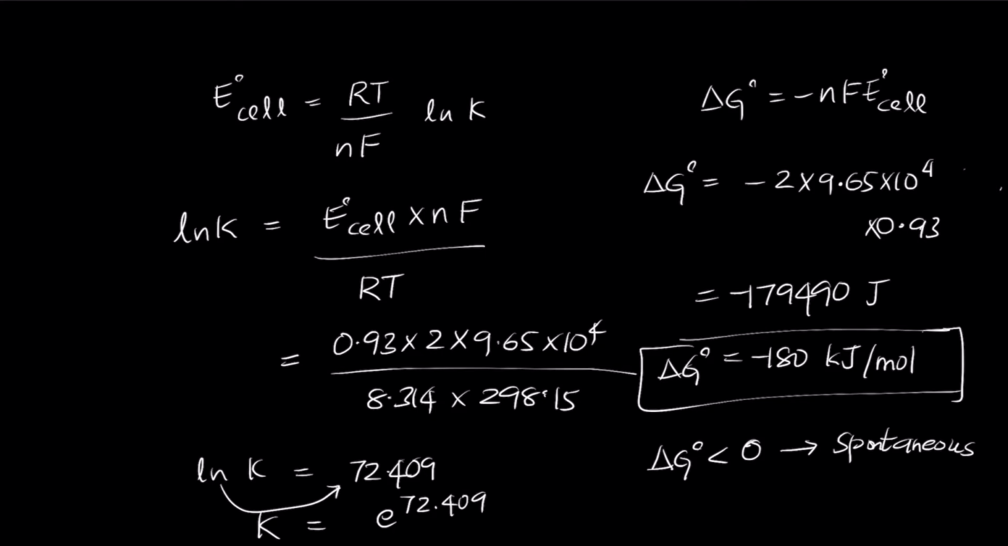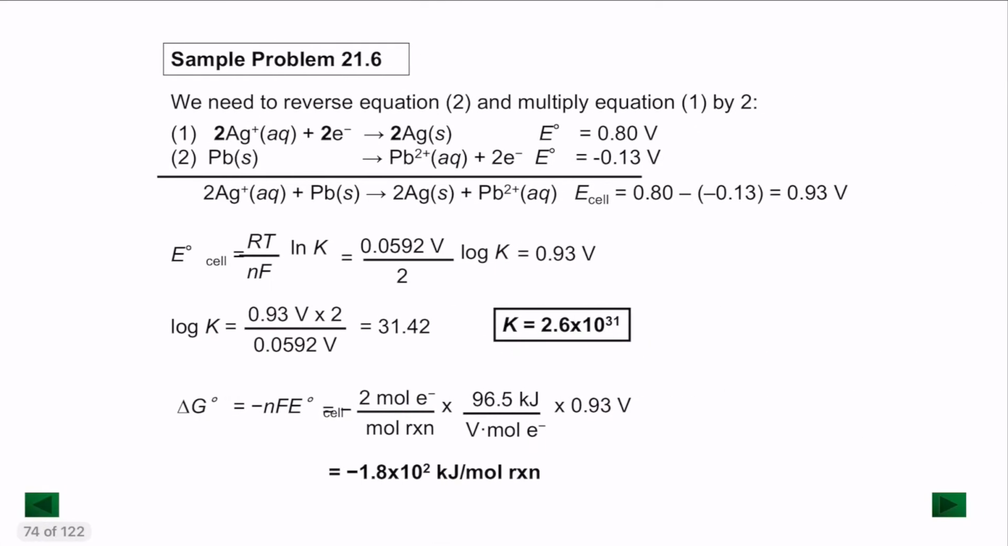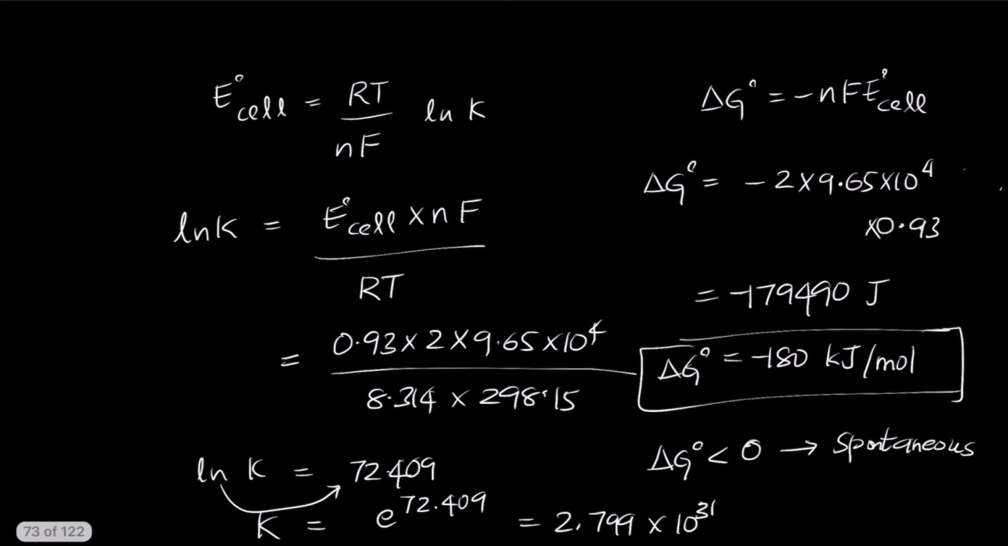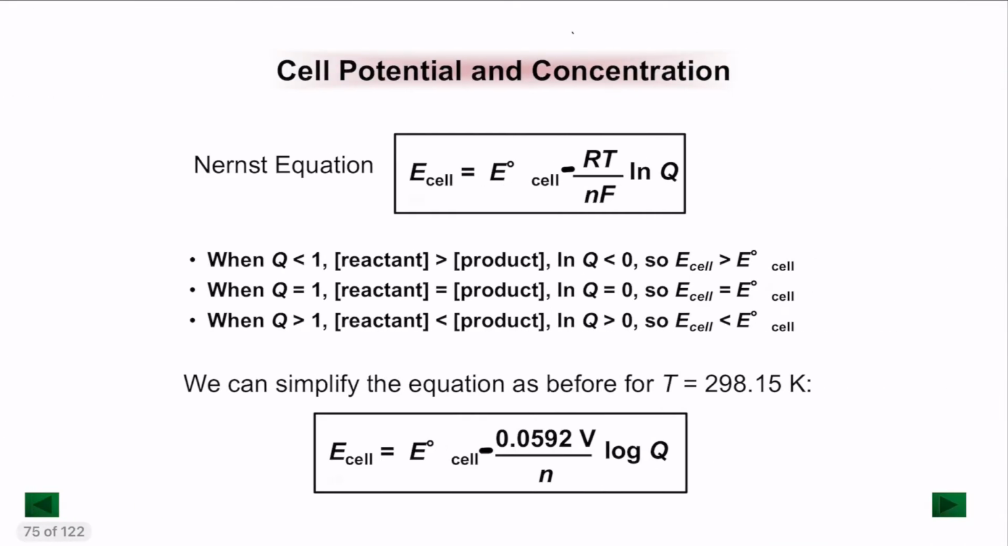So let's calculate that value. e to the power 72.409 gives you a value of 2.799 times 10 to the power of 31. So that is the value for K, the K value for the reaction. This is how you can solve problems that involve free energy and electrical work.